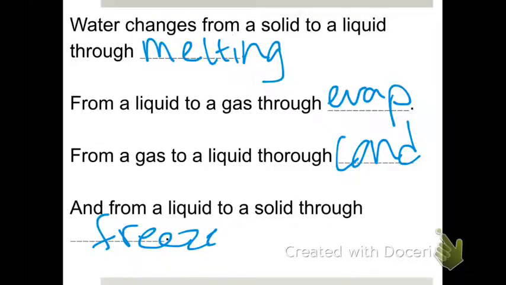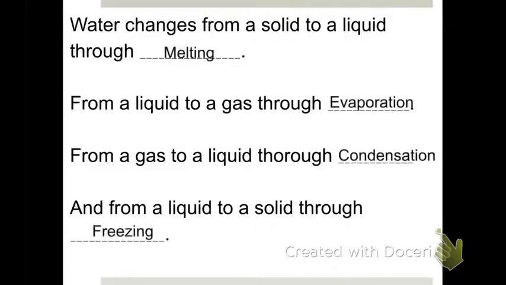Actually, I have all these typed out, so let me put those up for you. So melting, evaporation, condensation, and freezing. These are what we call a phase change. So it's how it goes from one phase, such as a solid to a liquid, to another one. So these are the processes that phase changes occur.